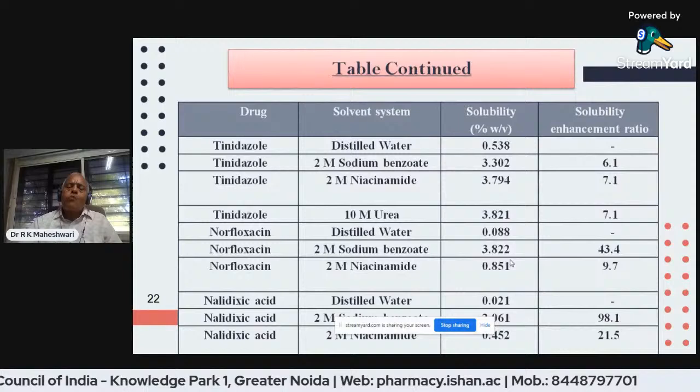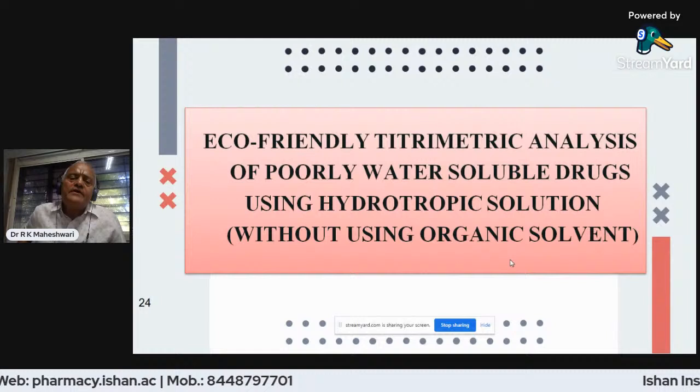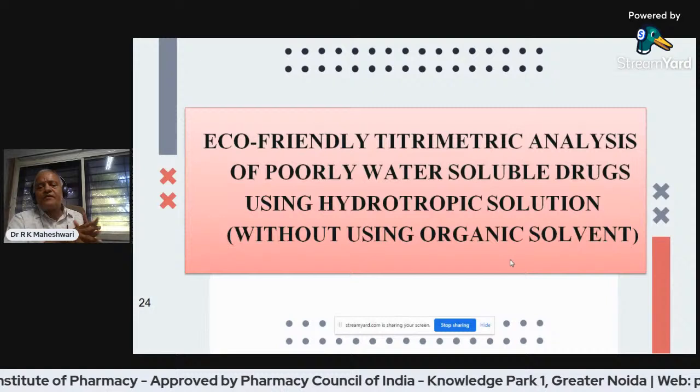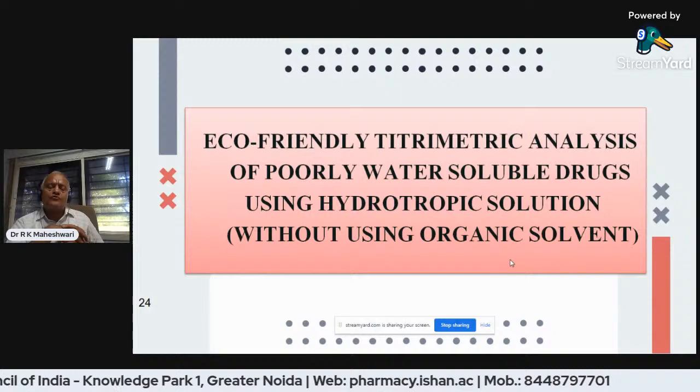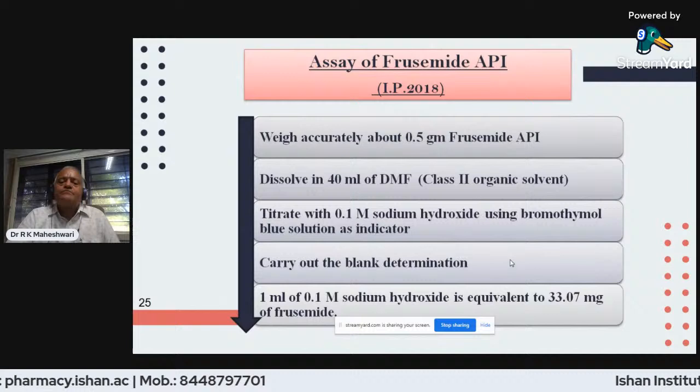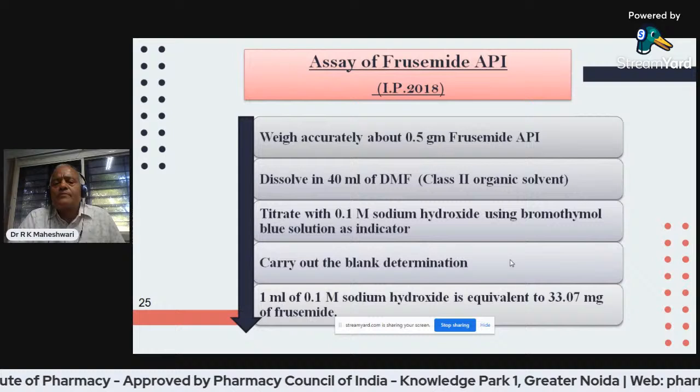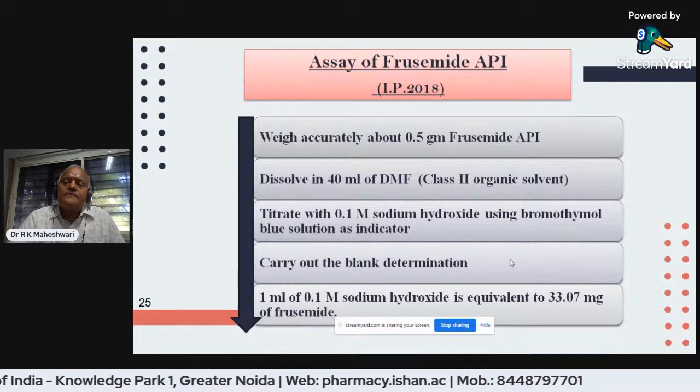Now, coming to the use of hydrotropic solutions as a solvent system to replace harmful organic solvents. Number one, eco-friendly stoichiometric analysis of poorly water-soluble drugs using hydrotropic solution without using organic solvent. See the example: furosemide active pharmaceutical ingredient, IP 2018 method. IP and BP are the same method. Weigh accurately about 0.5 gram furosemide API and dissolve in 40 ml of dimethyl formamide. It is a class 2 organic solvent.